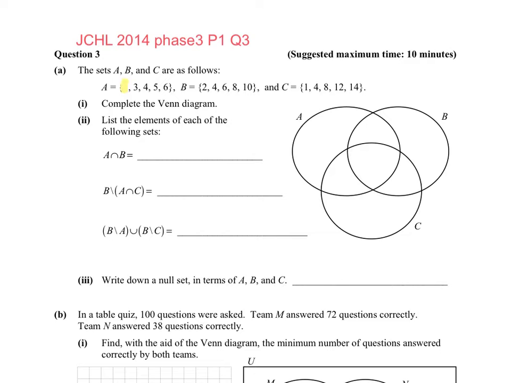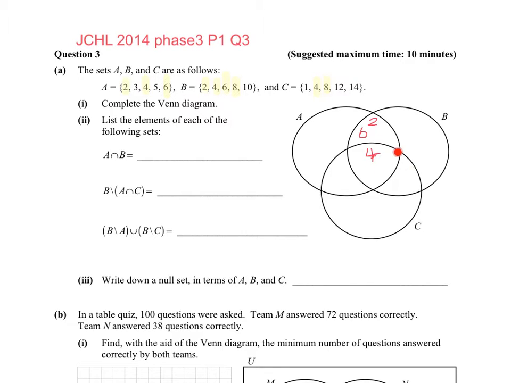So I'm noticing, for example, that 2 appears in both A and B, but doesn't appear in C. So it's in the intersection of A and B, but not C. So it's in this section here. 4 is appearing in all 3 of them. 6 appears in A and B. 8 appears in B and C.